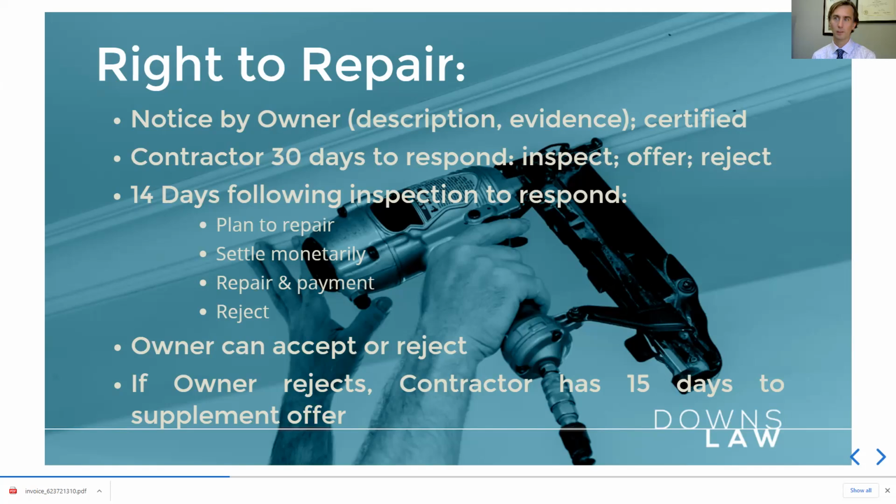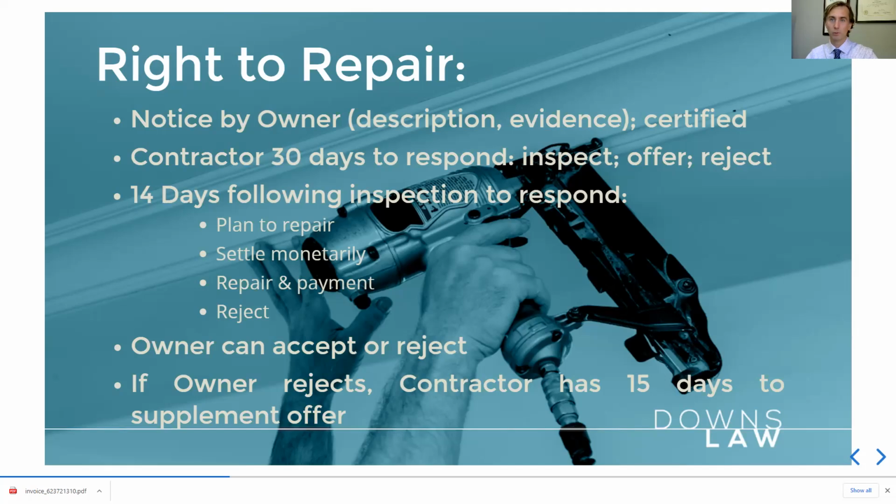You can make an offer to the owner after getting this notice, or you can reject the claim. You can just say there is no defect and we're moving on. But if you do inspect, then the statute gives you another 14 days to respond after that. So we're at 44 days now if you want to max out the timeline.